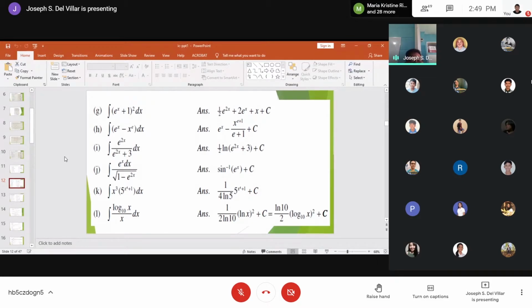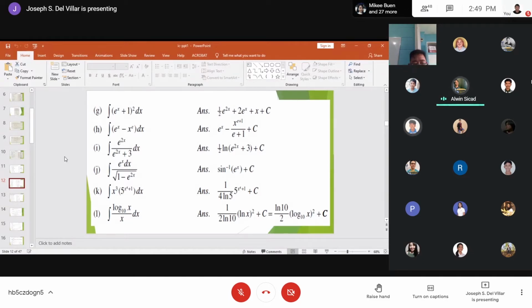So that is an exponential function, di ba? So we check the differential of the exponent of the constant. Okay? So the constant is 5. So what is the differential of x to the 4th plus 1?